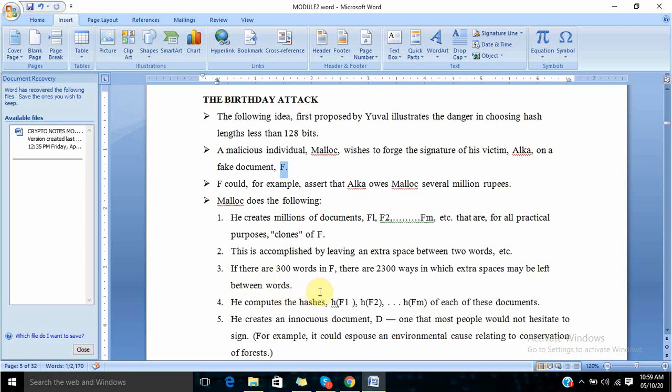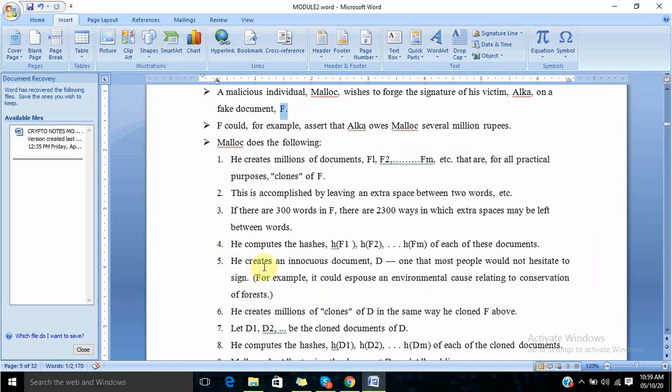Then he computes the hash functions of these documents. F1, F2, whichever clone documents he has created, he will find the hash of those documents. He will create this much and keep it like that. After that, Malloc will create one more document, an innocuous document. Innocuous means a document which is harmless. Even if someone signs on that, nothing much dangerous is going to happen.